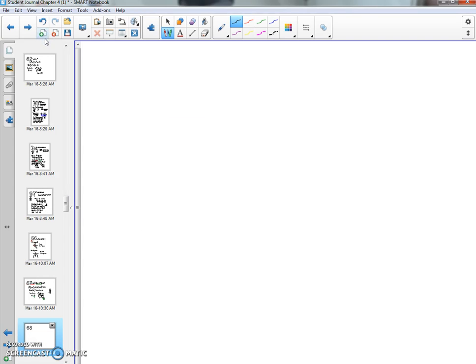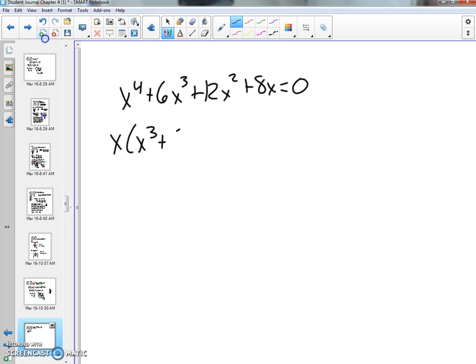Let's look at another one. So we have x to the 4th plus 6x to the 3rd plus 12x squared plus 8x equals 0. So to start, I see I have a GCF here. I can take an x out of everything. So I'm going to go ahead and do that.